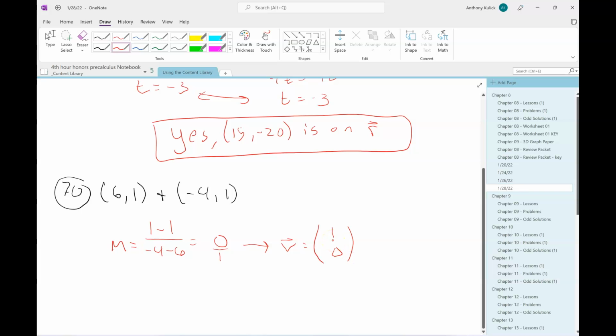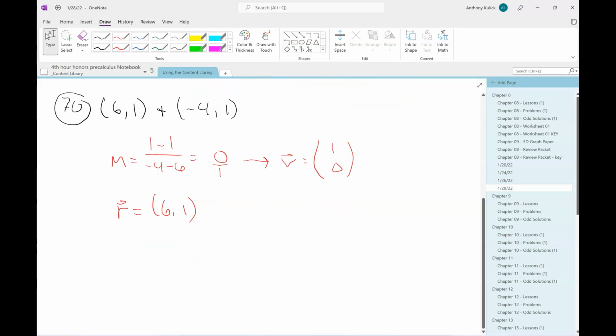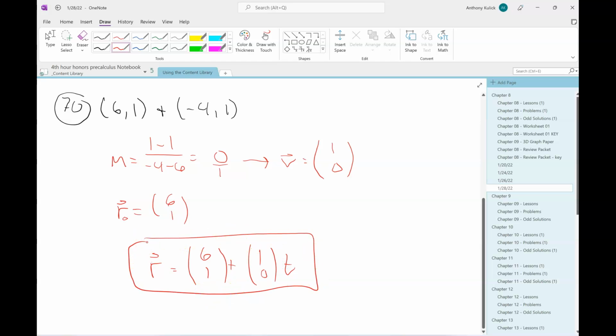Cool with that, Mackenzie? Okay. My r vector, my point vector, I can use either of these 2 points, or I could find a third point that lay on that line. But why would you make it that complicated when you can just pick one of the 2 points? Oops, r naught. So I should write that as a point vector. So a point vector plus direction vector times t, and I'm all done.